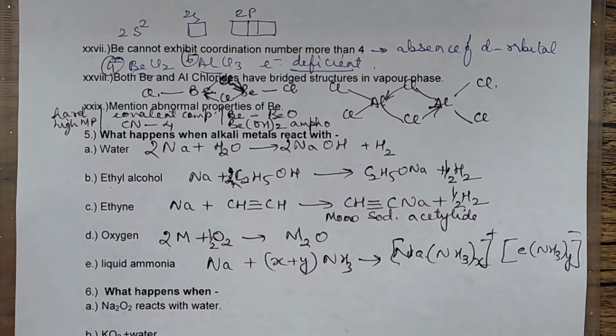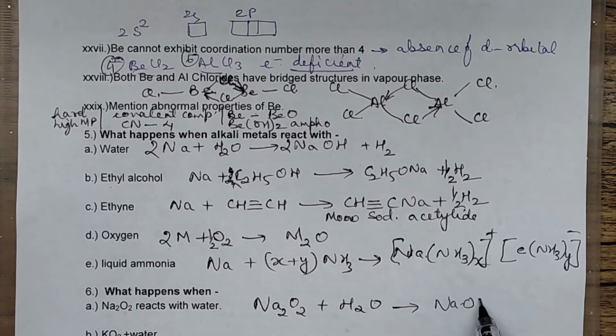Okay. Then what happens when sodium peroxide Na2O2 reacts with water? When this reacts with water, you can just write the equation: Na2O2 plus water, it will form NaOH plus hydrogen peroxide. When you are balancing it, you will get this here.